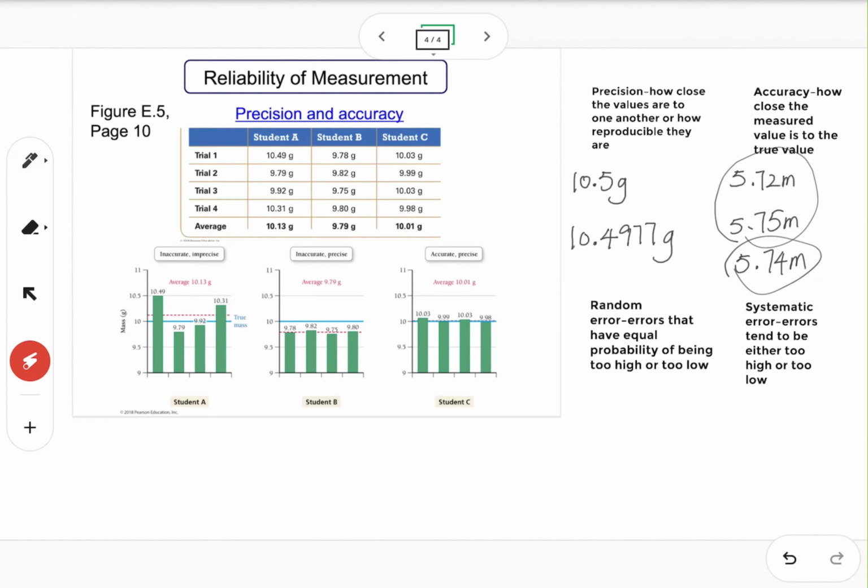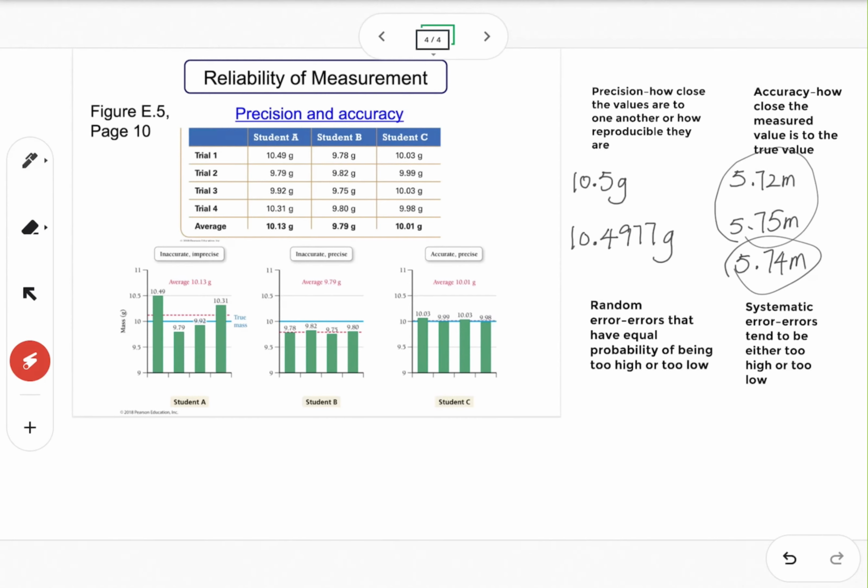While for student C, all 4 data points are close to each other, so they are precise, and they are also very close to the true value, so they are accurate. So the conclusion would be accurate and precise. Now, one thing you probably notice is that something is missing here. Let me challenge you.